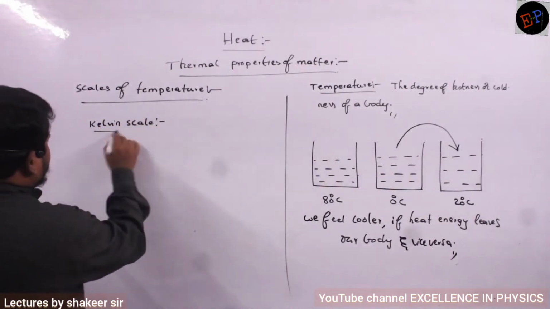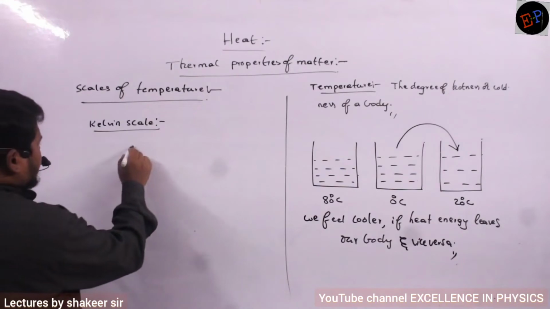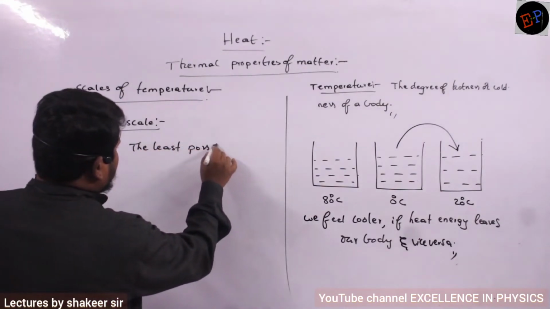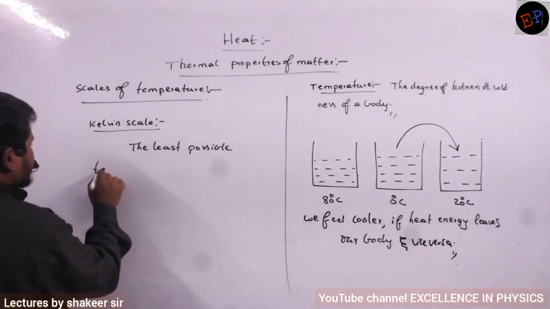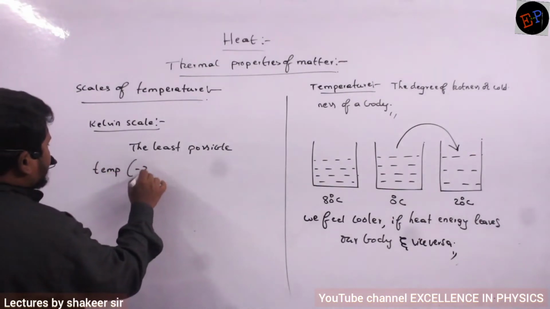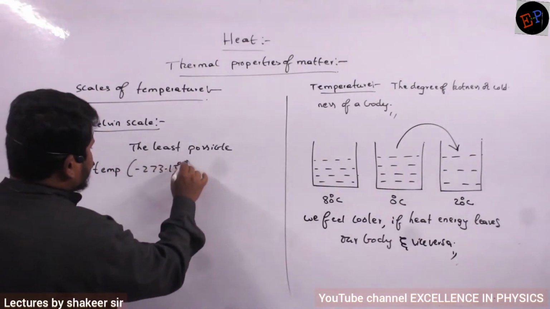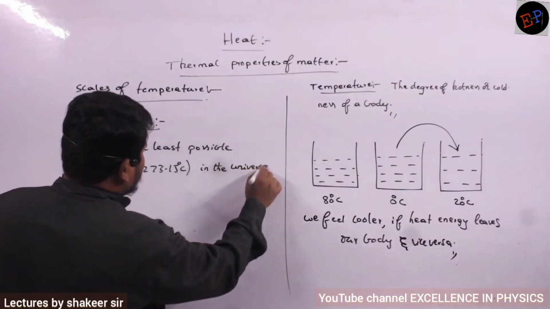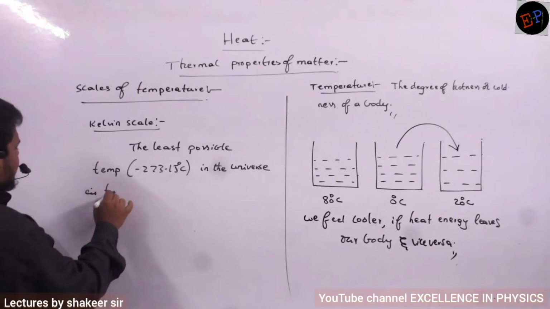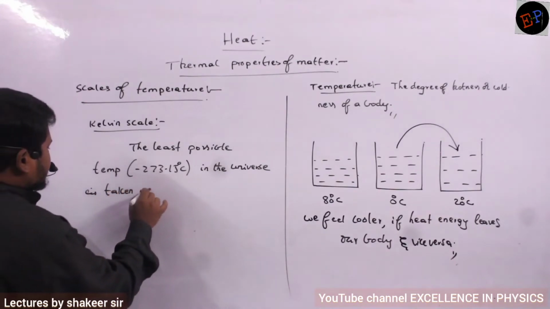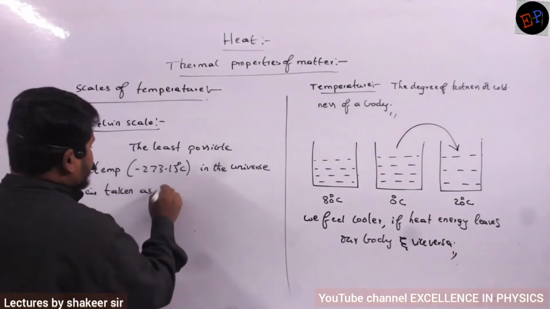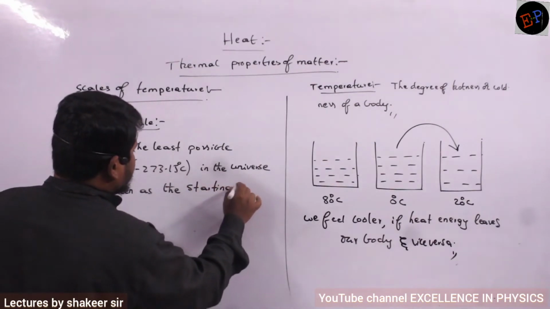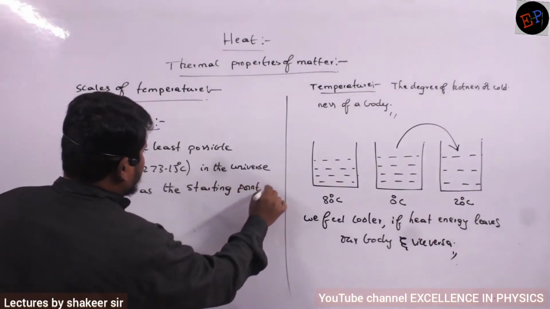Kelvin scale. What is meant by Kelvin scale? The least possible temperature in the universe, minus 273.15 degrees Celsius, is taken as the starting point of the Kelvin scale.